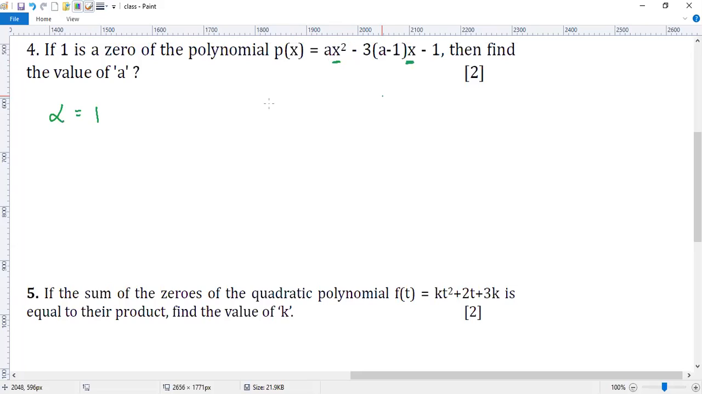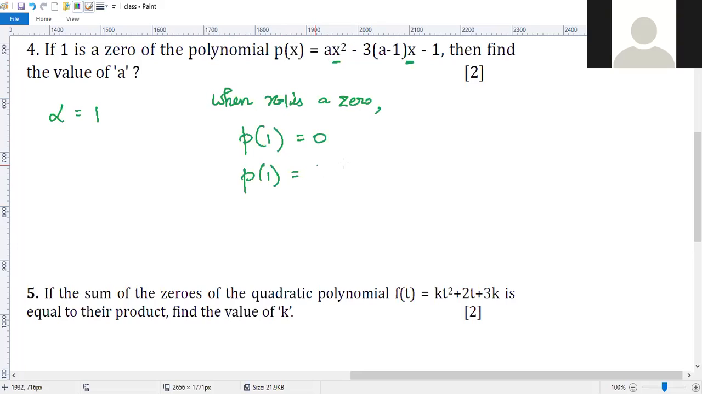0. This is the remainder theorem you studied in 9th, right? When x is equal to 1 is a 0, in that case what do you have? P of 1 will be equal to 0. Clear? So what is P of 1? Substitute 1 over there. What will you get?